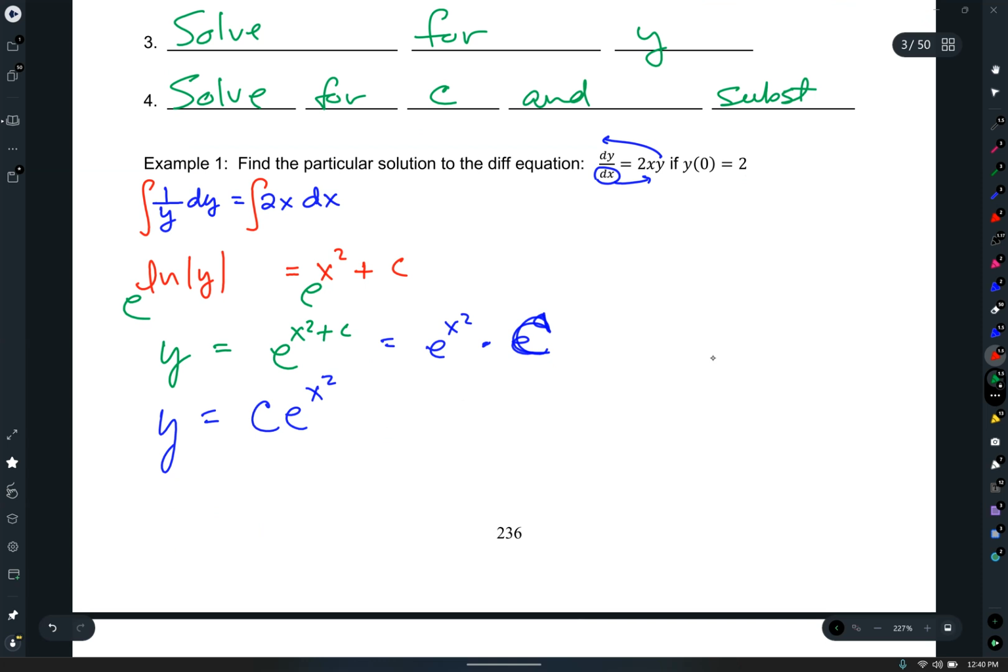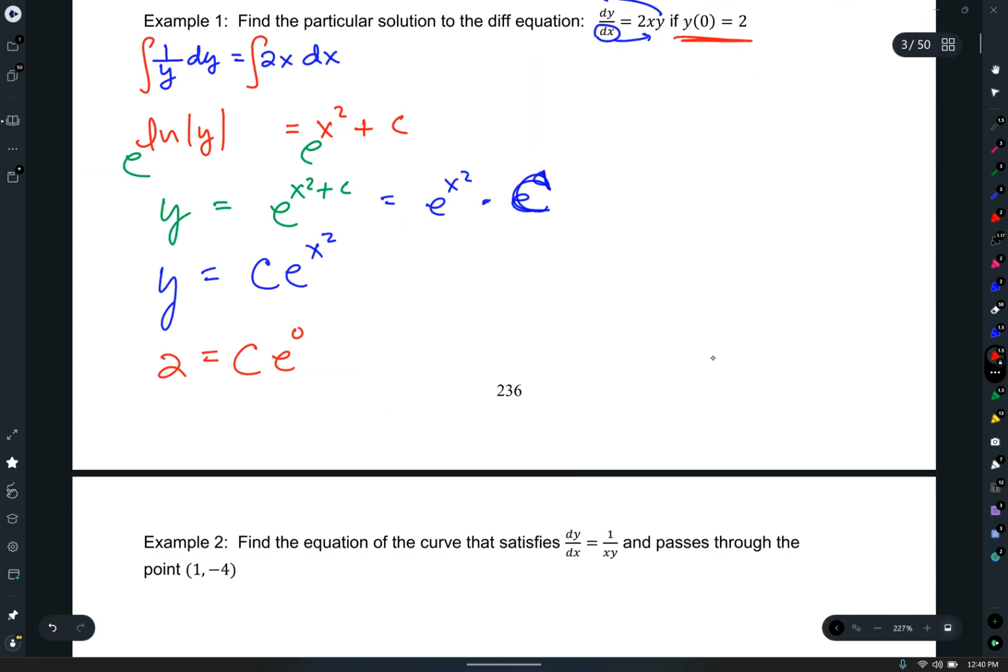Did they give us an ordered pair? Yes. Right here. So this says if x is 0, then y is 2. Right with me? If x is 0, then y is 2. So 2 equals c e to the 0. Do you now see why it's so nice to have that c out in front?